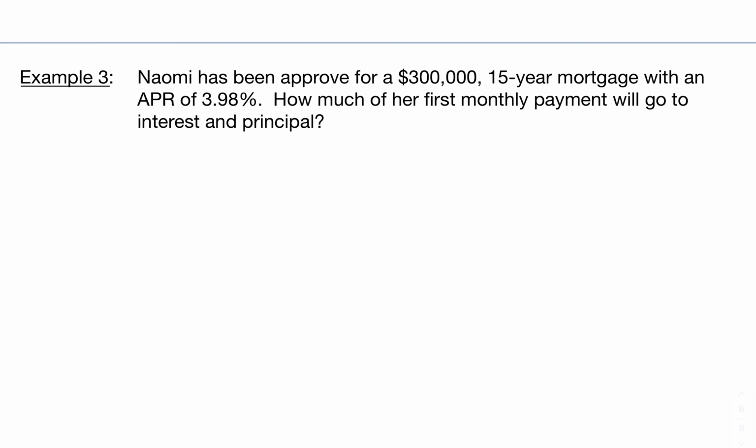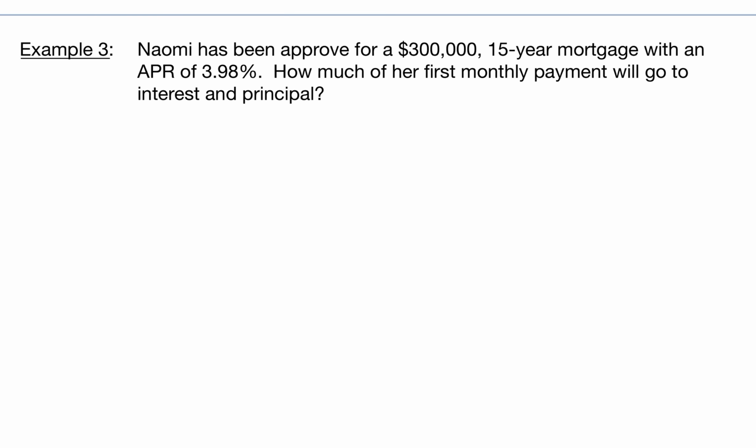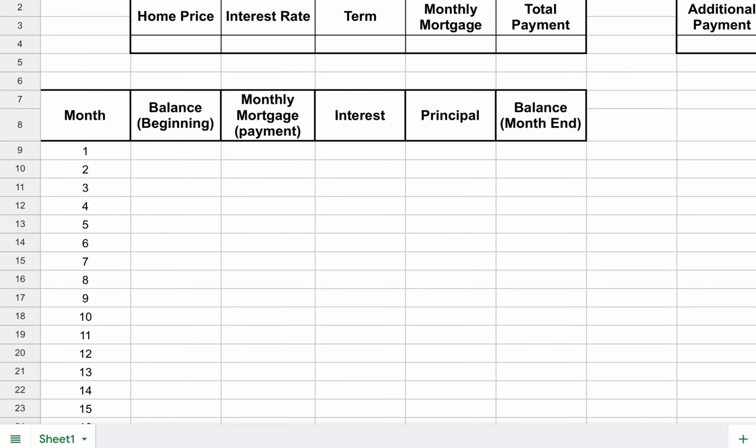Naomi has been approved for a $300,000 15-year mortgage with an APR of 3.98%. How much of her first month payment will go to interest and principal? Okay, so the first thing we want to do is find out how much her monthly payment is going to be. I've shown you how to do this before using a formula, but the best and easiest way is to go to a spreadsheet to calculate this. So let's go ahead and do that.